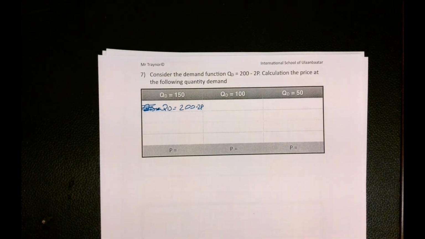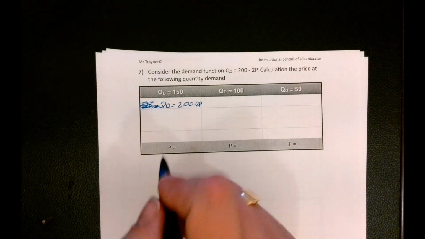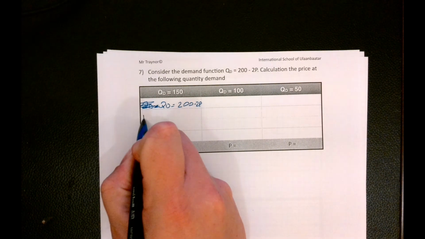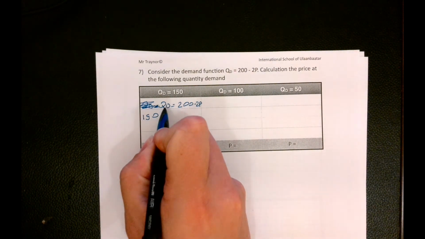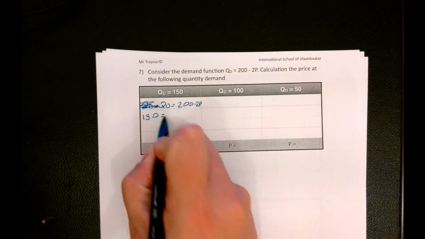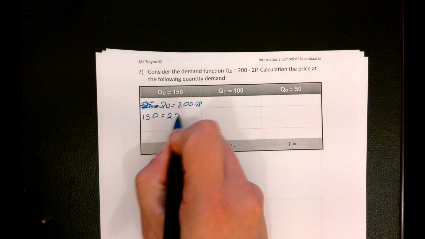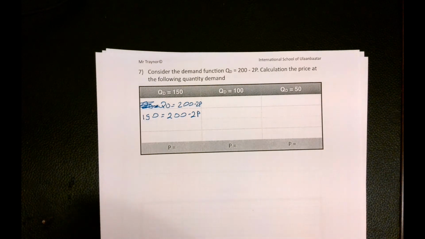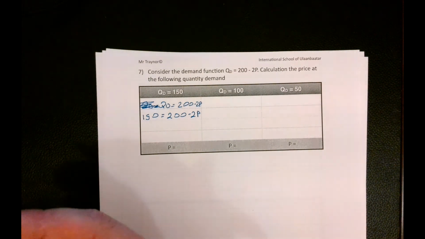Now, in this case, I better make sure that you can see the question. We are given the quantity demanded, and now we're trying to calculate the price. So the quantity demanded is 150. Instead of quantity demanded, I'm going to write down 150 equals 200 minus 2p. Now this is slightly longer, okay? Now there are different ways to do it.